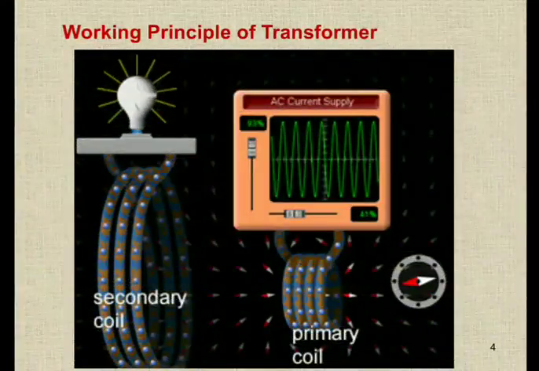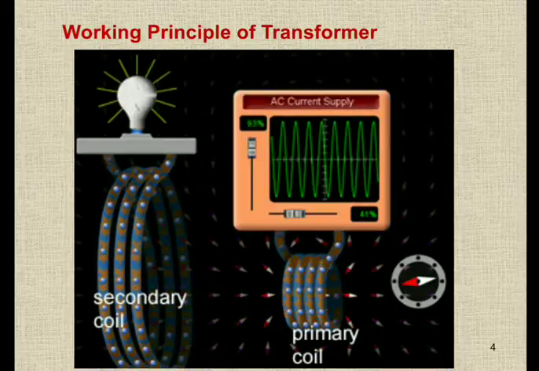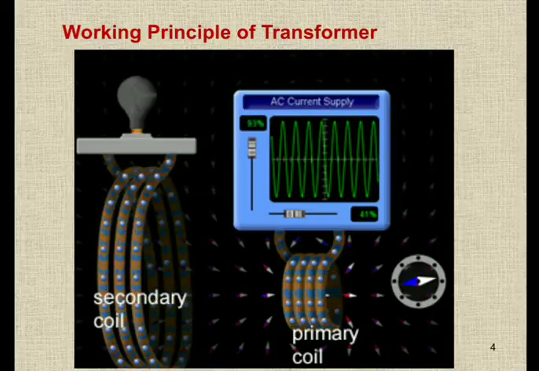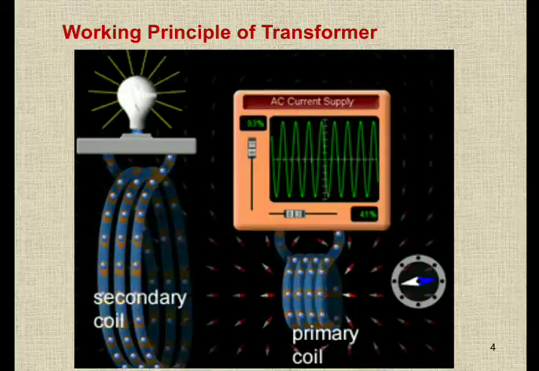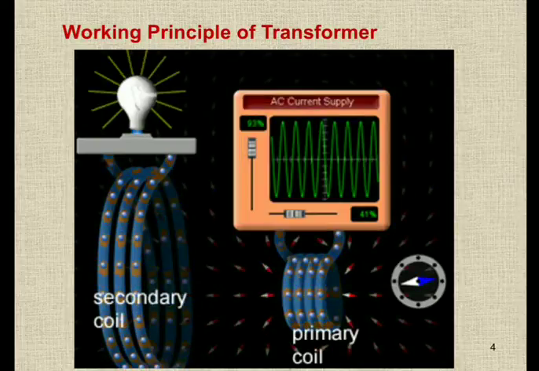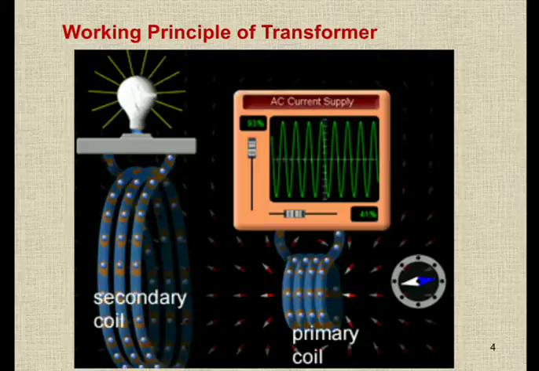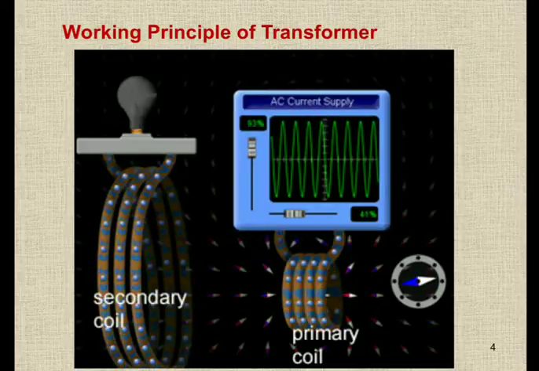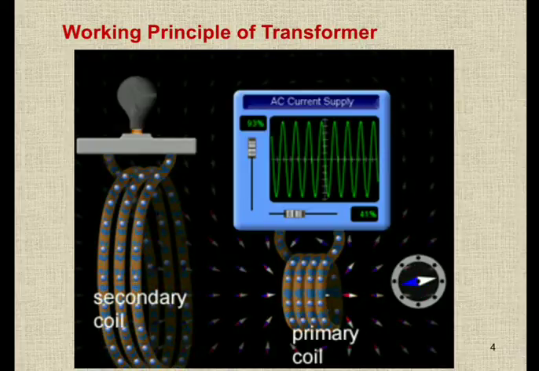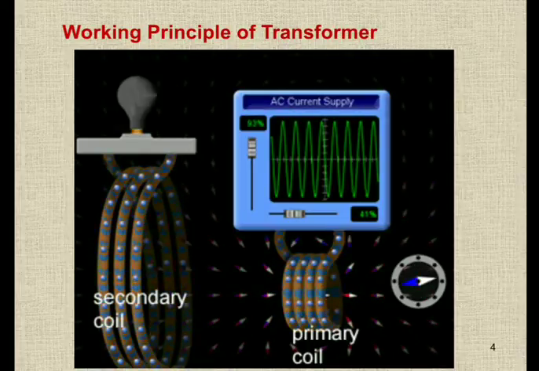Then here you can see the principle of the transformer being demonstrated electronically using some animations. You can see a primary coil physically drawn smaller, and a secondary coil on the left side, a larger one, and we can also see an incandescent lamp fitted to the secondary winding. This is actually indicating a step up phenomenon.